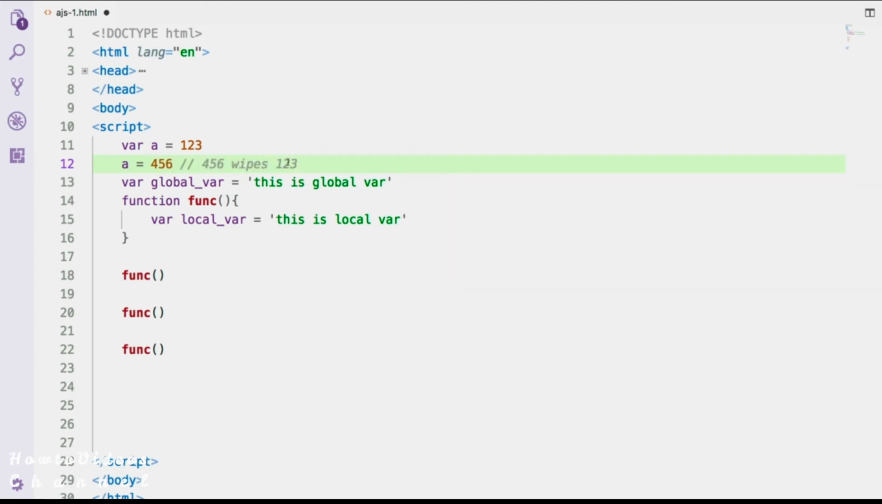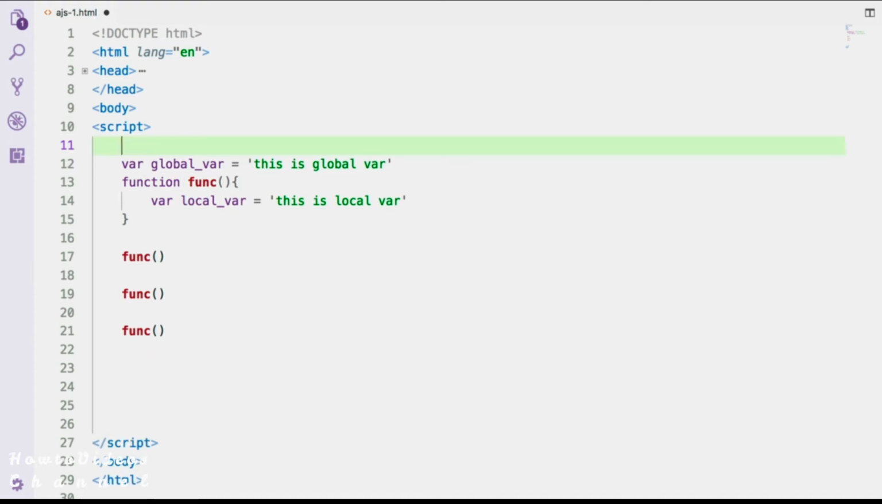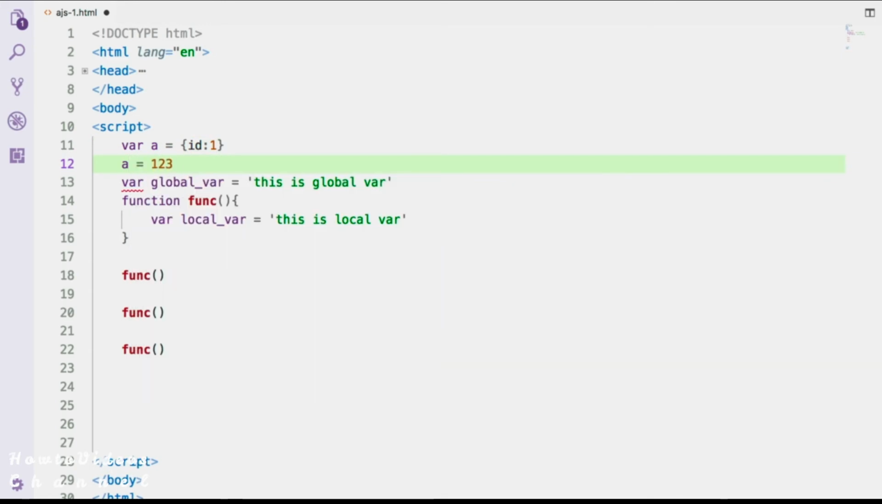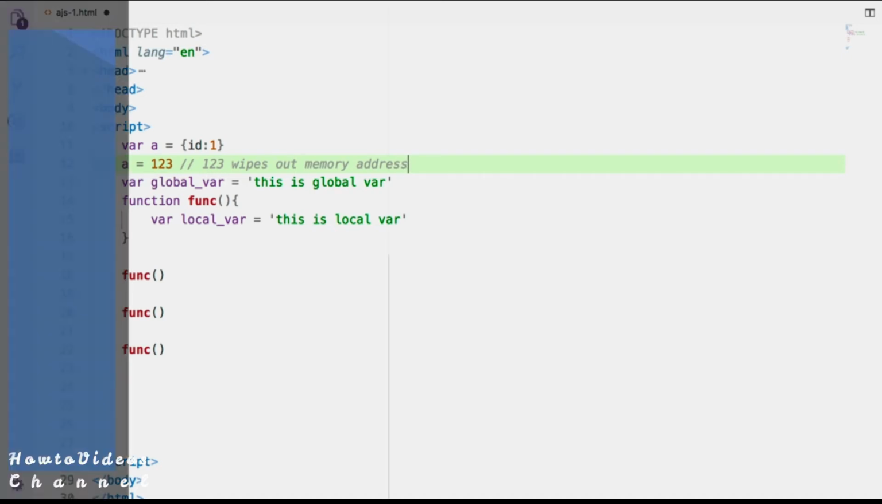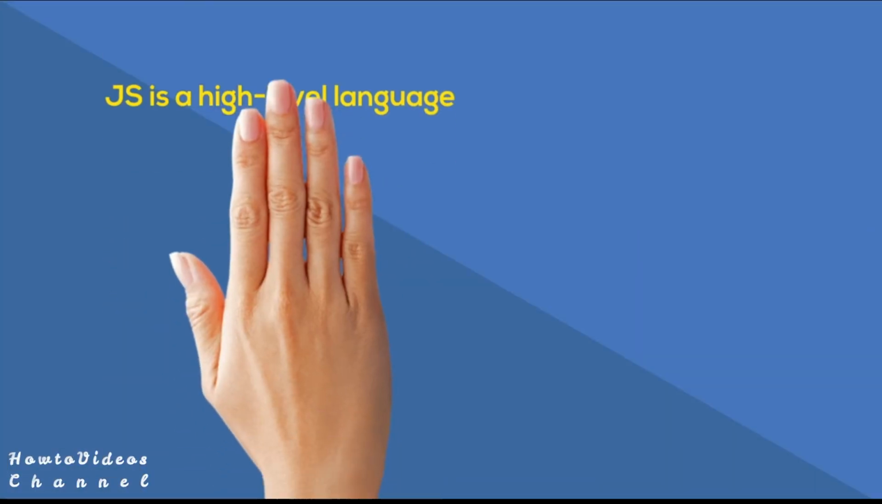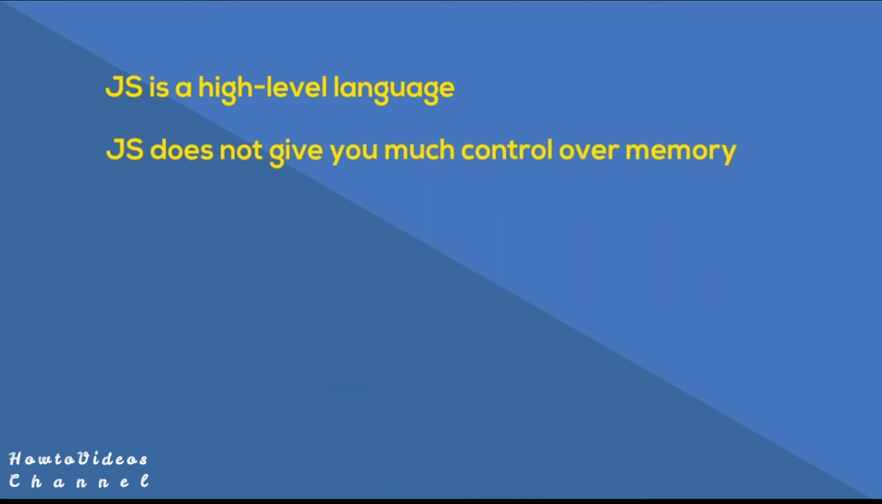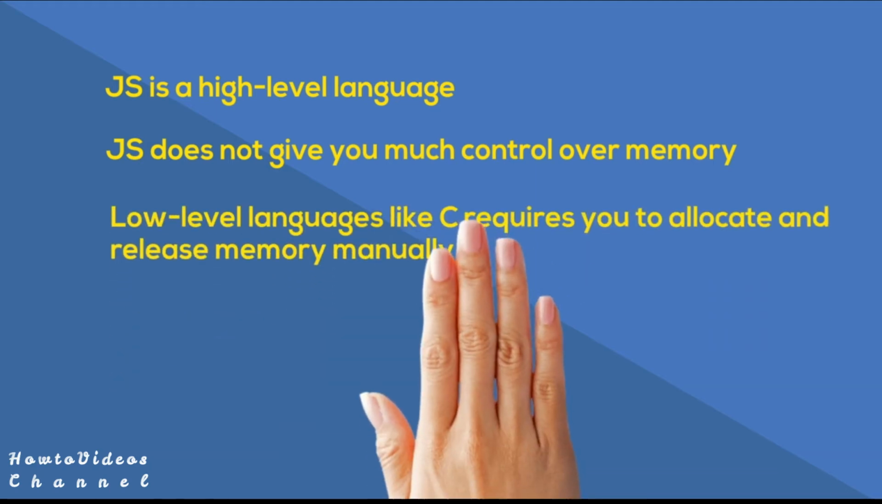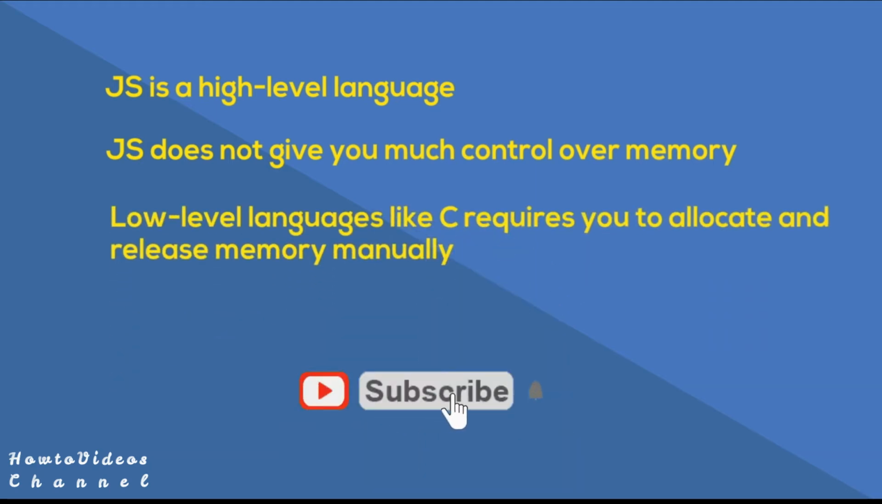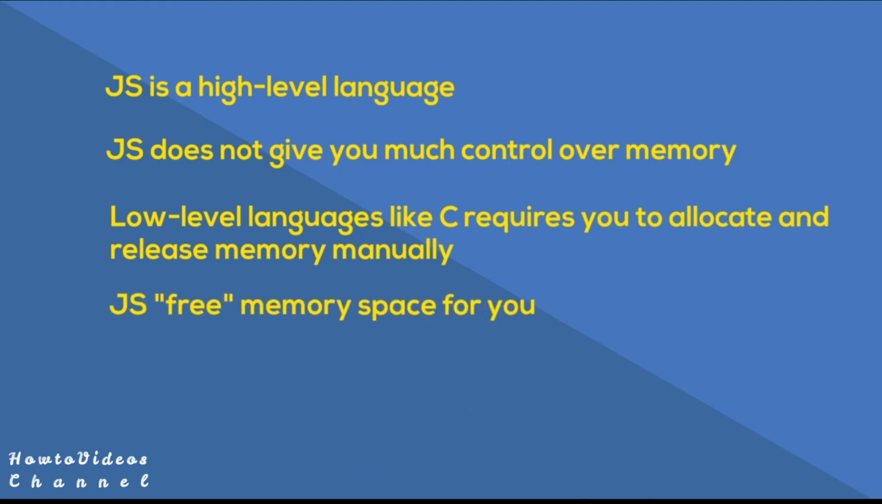But for object type values, things are different. They are not stored in variable, only their memory address is. Assigning new value to the variable will only wipe out the memory address. JS is a high-end language. Pretty much all memory-related operations are done automatically and behind closed doors. If you work with low-end languages like C, you will have to allocate and release memory space manually. Even in PHP, we can delete query result object using free method. But in JS, memory release is done automatically.